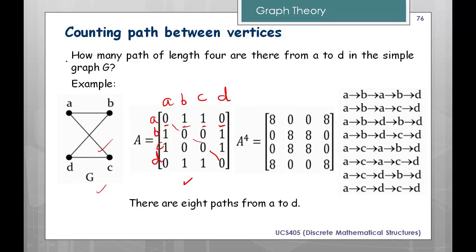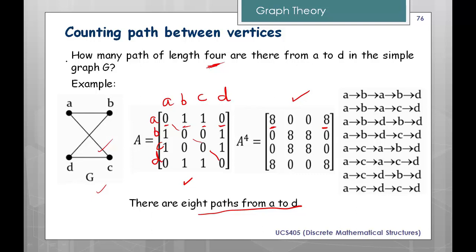Now we have to find the paths of length 4. That means A power 4. So we will evaluate A power 4, and here is how we understand how many paths of length 4 there are. Here the value comes to 8. So there are 8 paths from A to D. This is the conclusion from this particular matrix, A power 4.